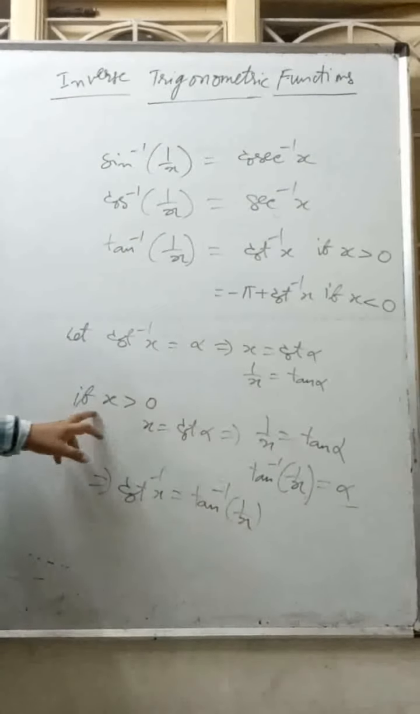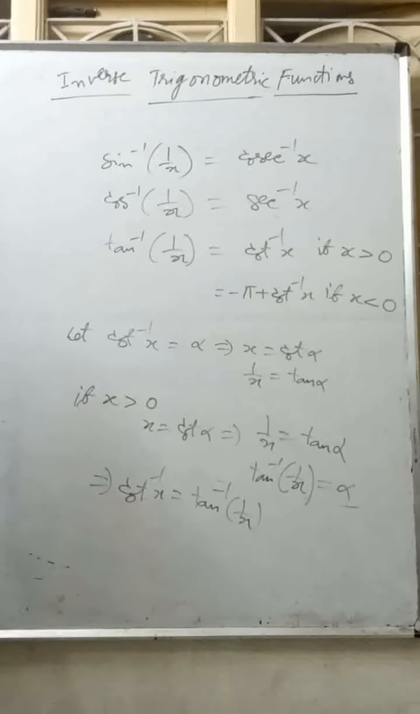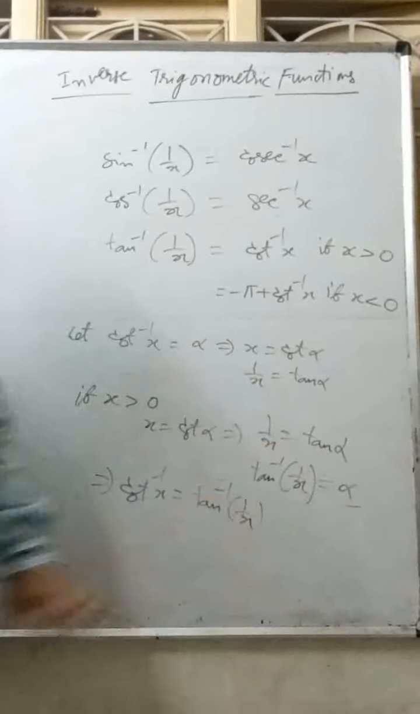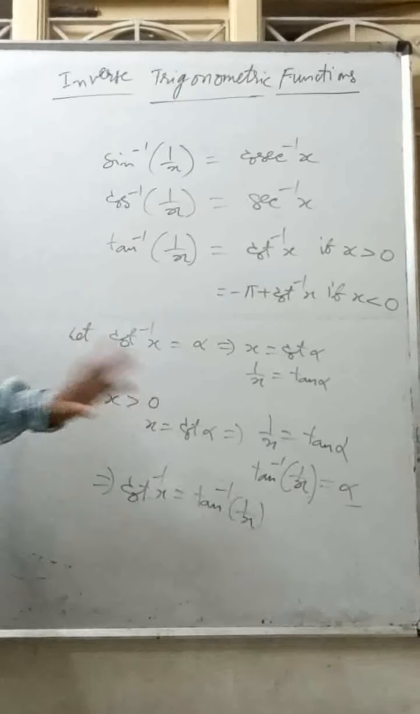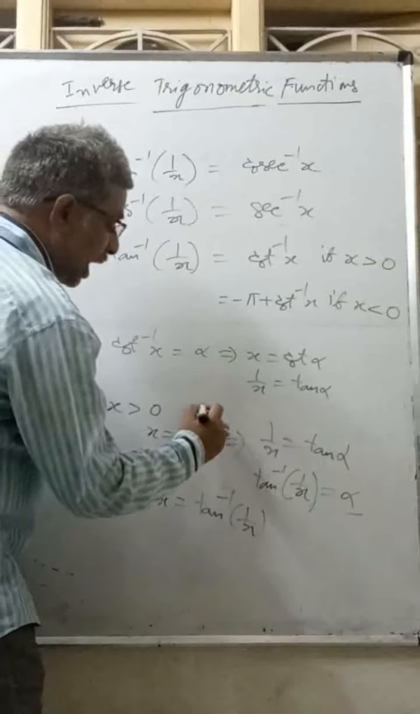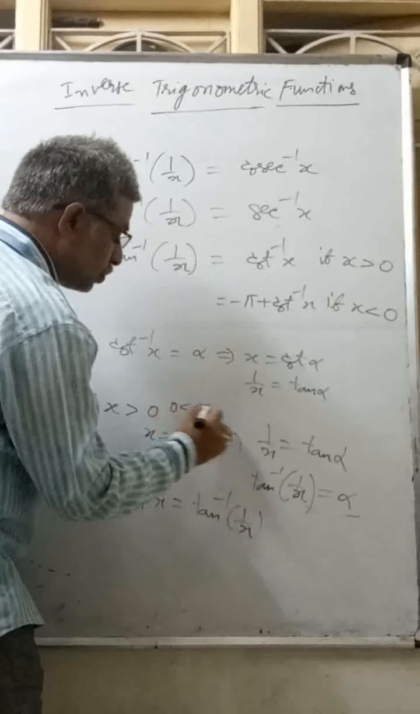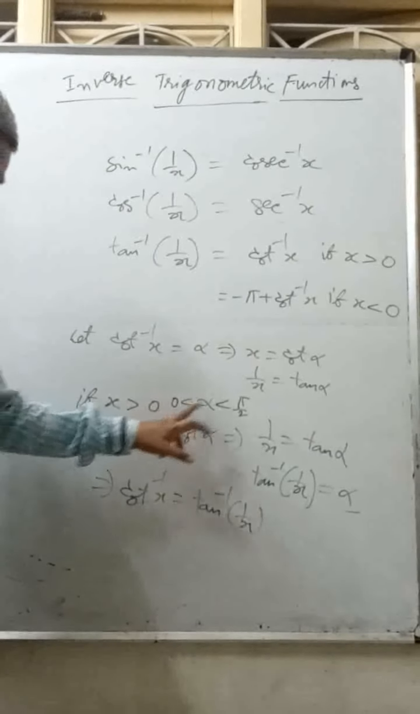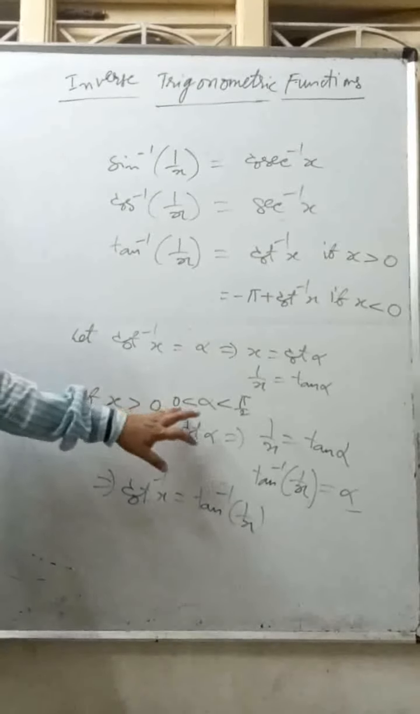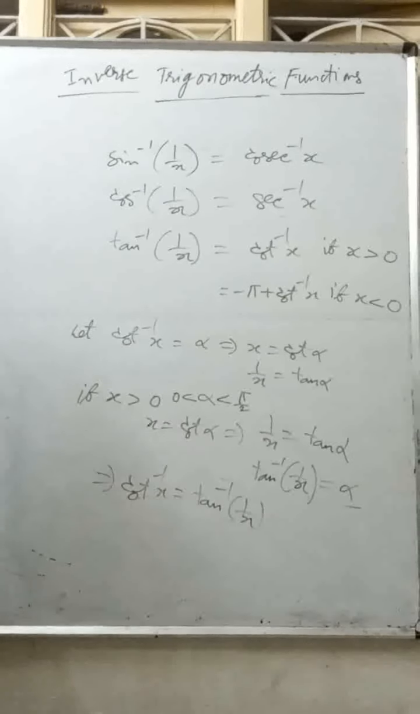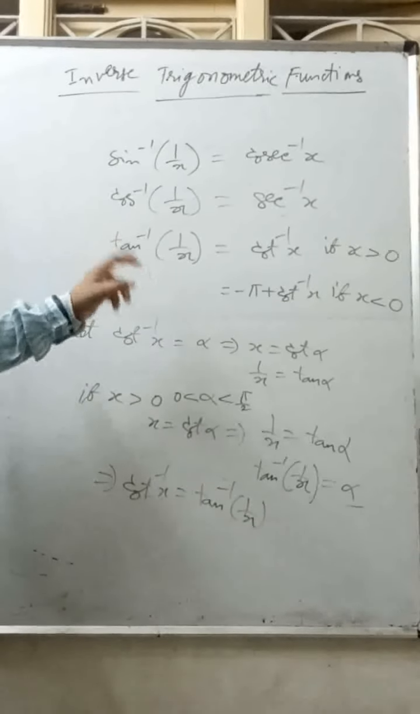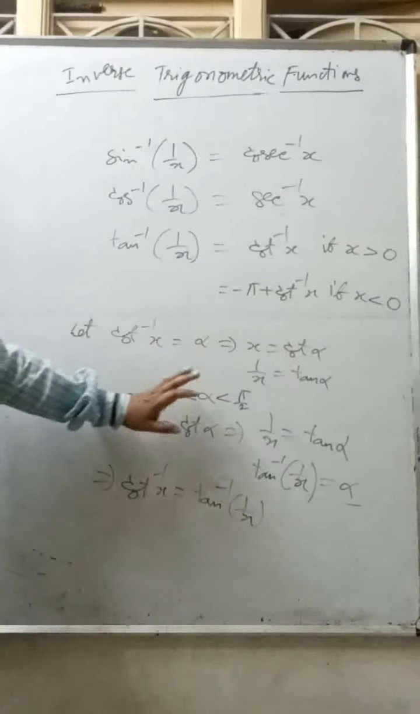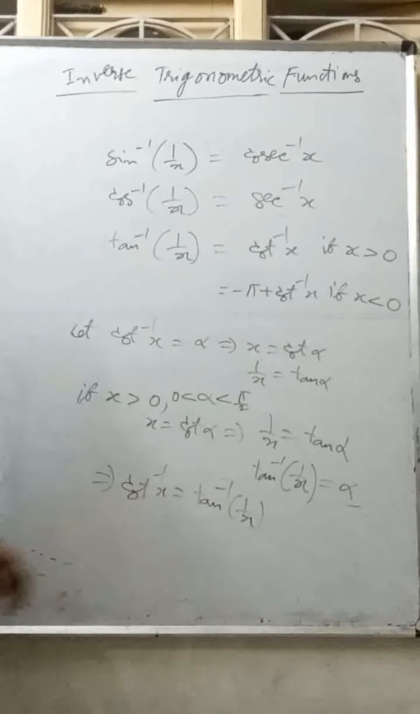Doesn't matter if x is more than 0. If x is more than 0, tan is positive. Where is tan positive? It is in the first quadrant. So alpha lies between 0 to pi by 2. The tan domain is minus pi by 2 to plus pi by 2, so this is in the required domain. No problem, we got tan inverse 1 by x equal to cot inverse x.